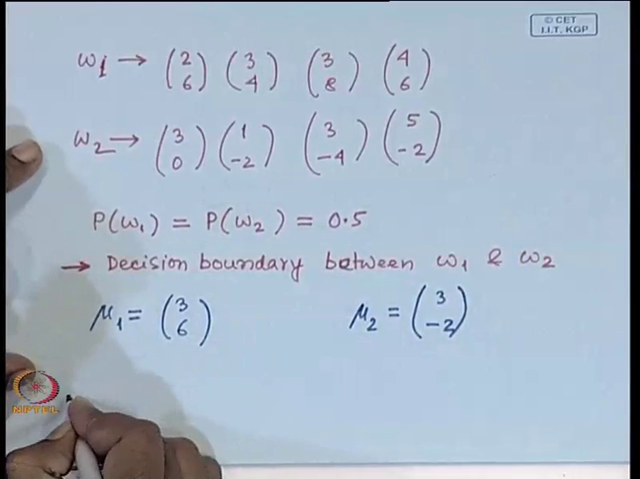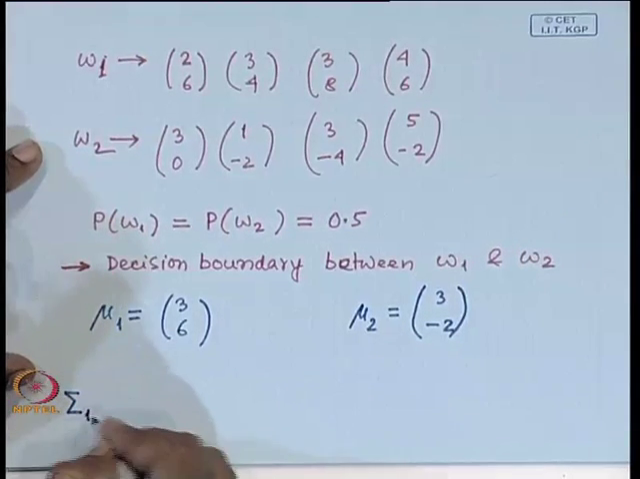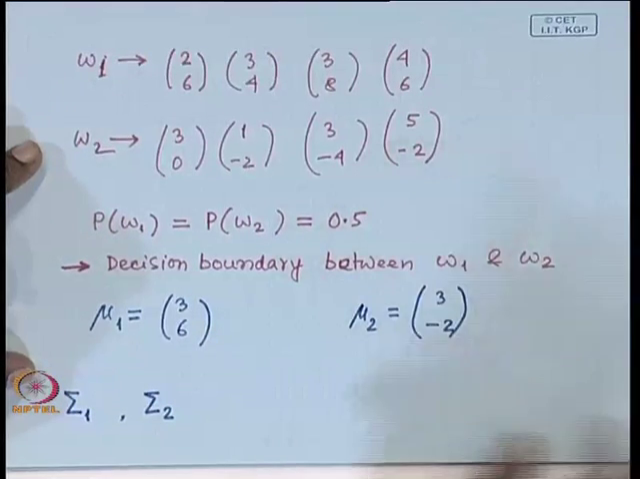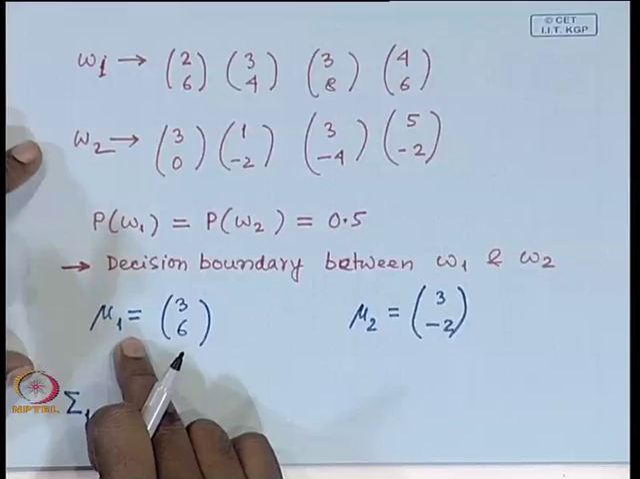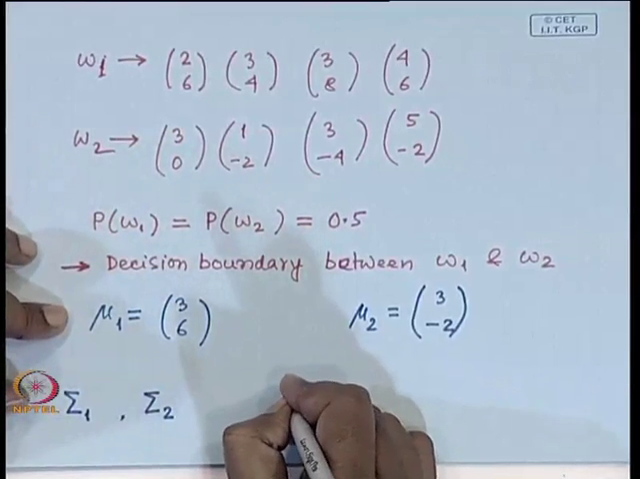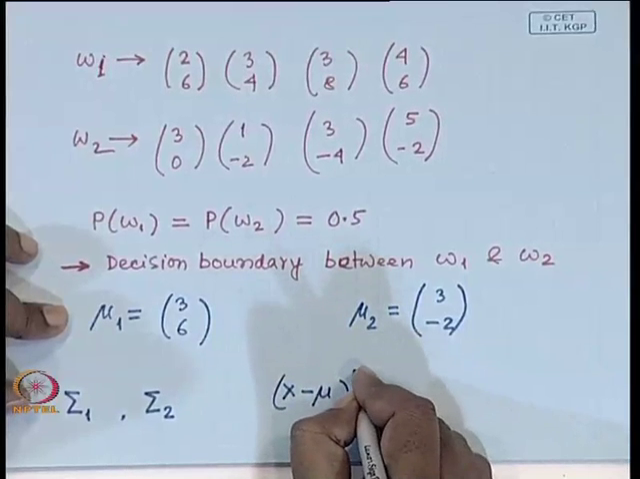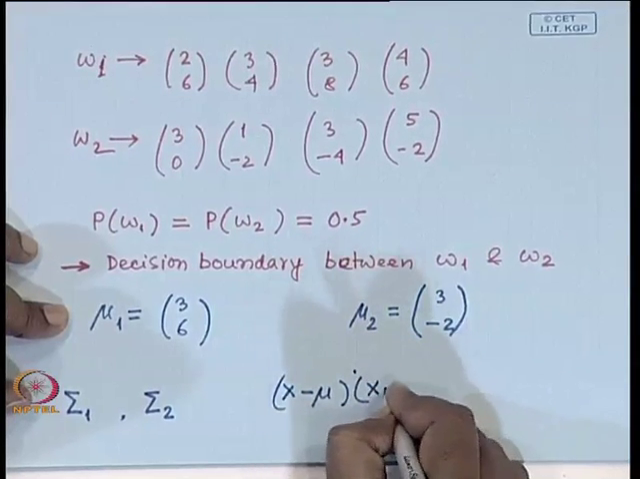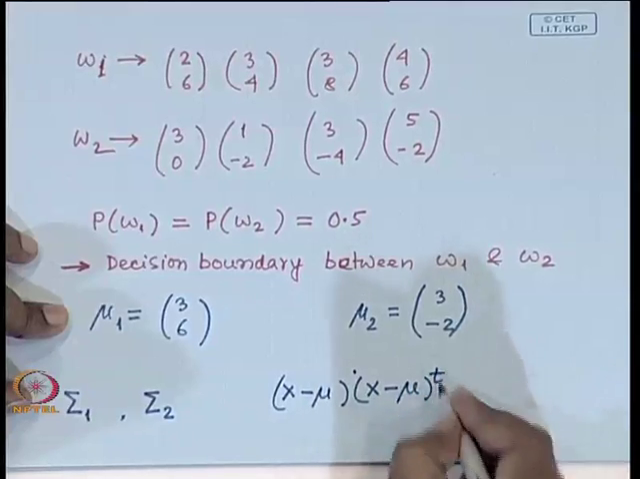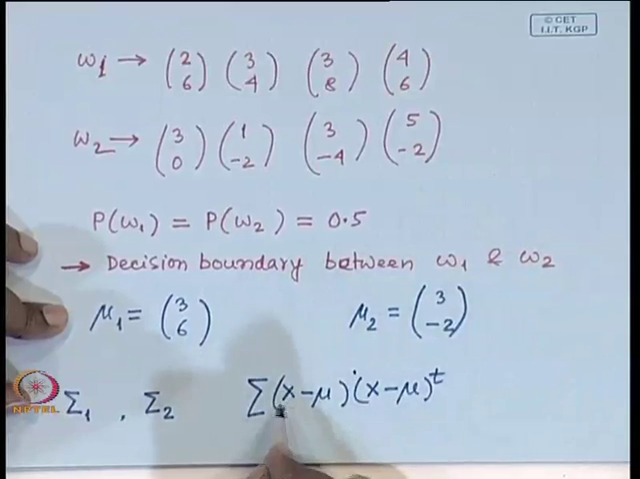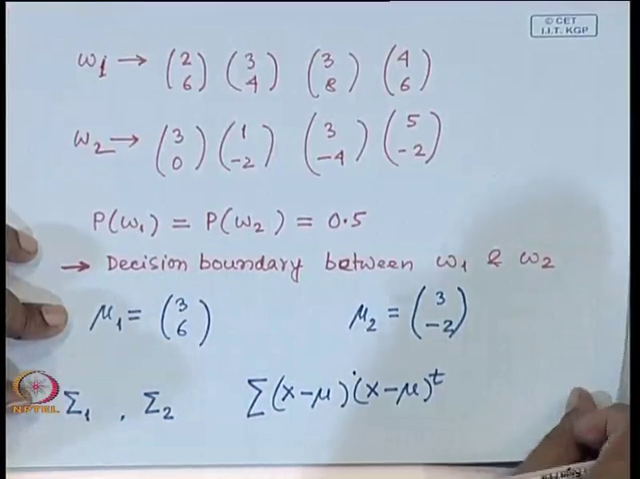We also have to find out the covariance matrix sigma 1 and the covariance matrix sigma 2. You know how to compute the covariance matrix. Once I get the mean vector, I have to find out x minus mu into x minus mu transpose, take the summation over all the vectors, then normalize by the number of vectors you have taken. So, that gives you the covariance matrices sigma 1 and sigma 2.